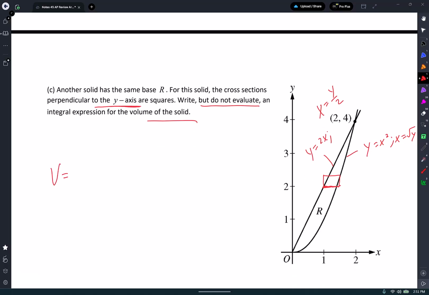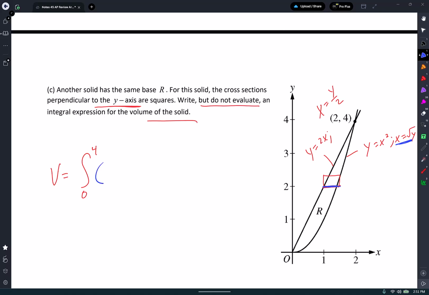Volume equals integral from what to what? 0 to what? 0 to 4, because those are dy's. Good job. And I'm doing this curve minus this curve, and whatever that distance is, I'm doing this in blue right here. Right minus left, because that's the upper minus lower. Whatever that is, I'm going to square it, because area of a square is side squared. Does that make sense? Okay, so rightmost minus leftmost, so there it is.